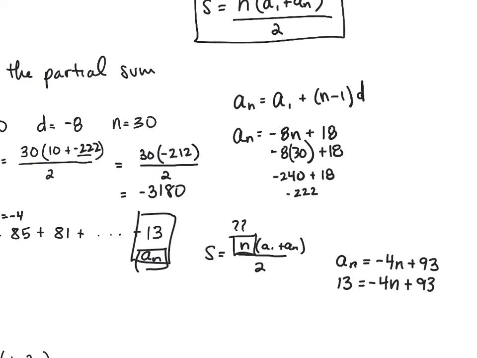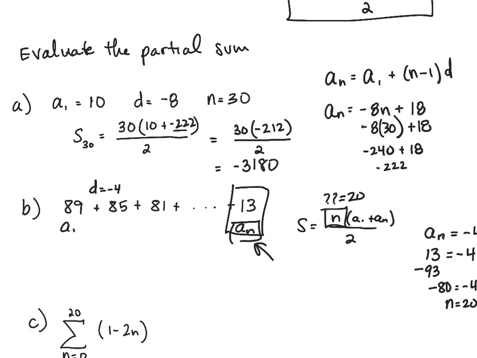So if I solve this equation now, and then divide 80 by 4, we get n equals 20, meaning this is the 20th. This term right here is the 20th term in the sequence. So now we know that 13 is the 20th term. So we have the information we need to use the formula.